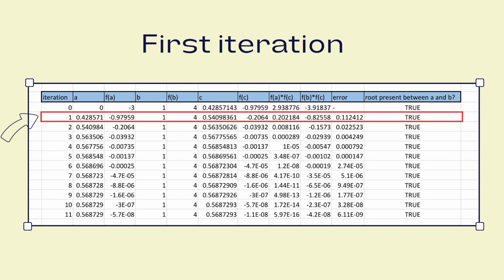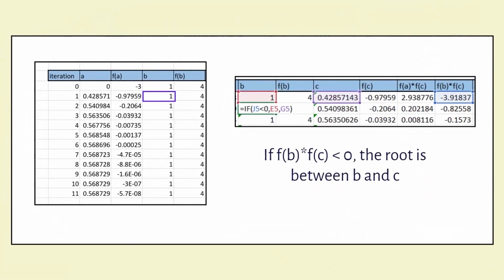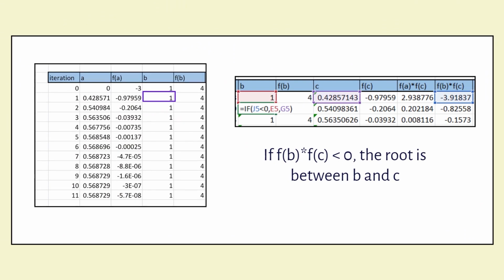Now, for the first iteration, we are going to assign the values of A and B using the product test that we have done previously. Now, for the values of A, if f of A times f of C is less than 0, the root is between A and C. If f of B times f of C is less than 0, then the root is between B and C.